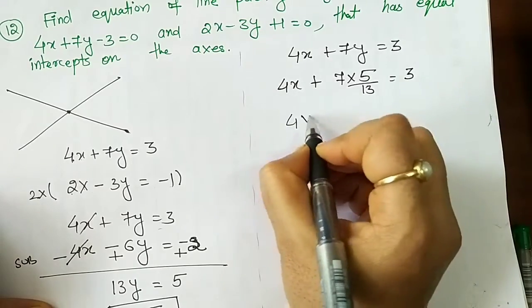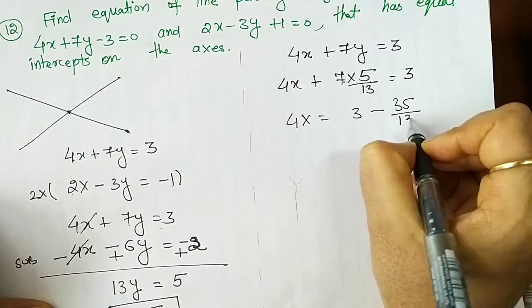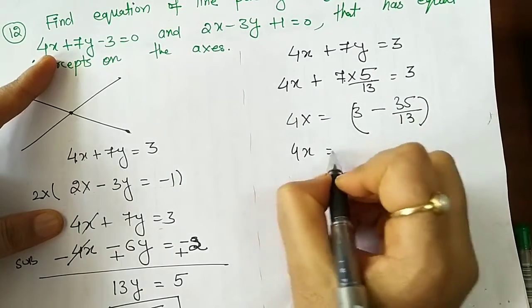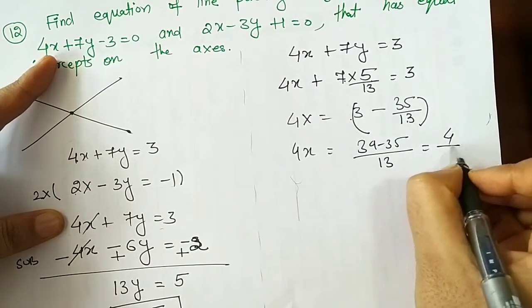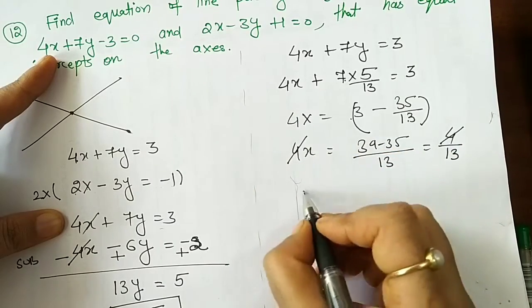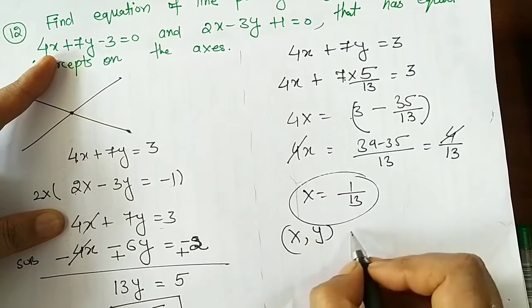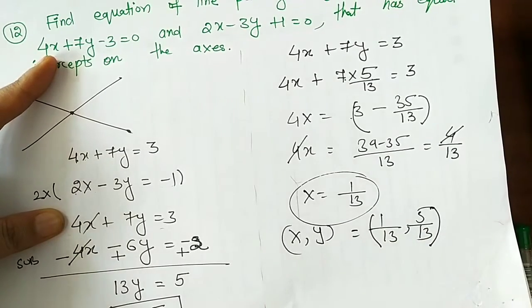So what will be 4x? It will be 3 minus 7 times 5, which is 35 by 13. So this will be 4x. This is 39 minus 35 by 13, which is 4 by 13. Here 4 and 4 will cancel on both sides. So x is 1 by 13. So I got x comma y, guys, as 1 by 13 comma 5 by 13.